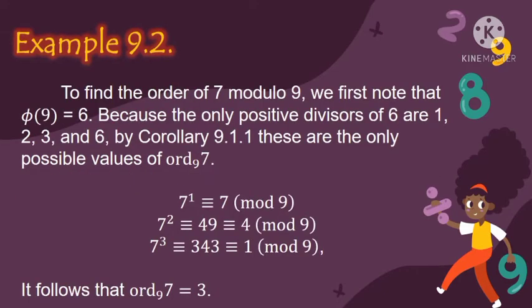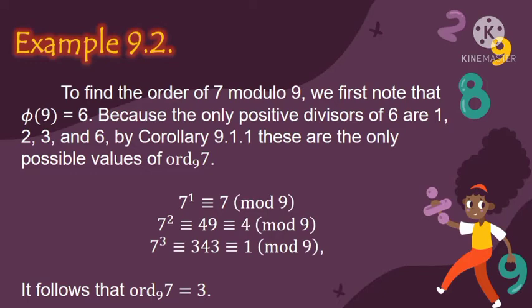For our example 9.2, to find the order of 7 modulo 9, we first note that phi of 9 is equal to 6. So how and why? Because from the definition of phi of n, phi of 9 consists of 1, 2, 4, 5, 7, and 8. That's why it becomes 6. Since the only positive divisors of 6 are 1, 2, 3, and 6, by corollary 9.1.1, these are the only possible values of the order of 7 modulo 9.